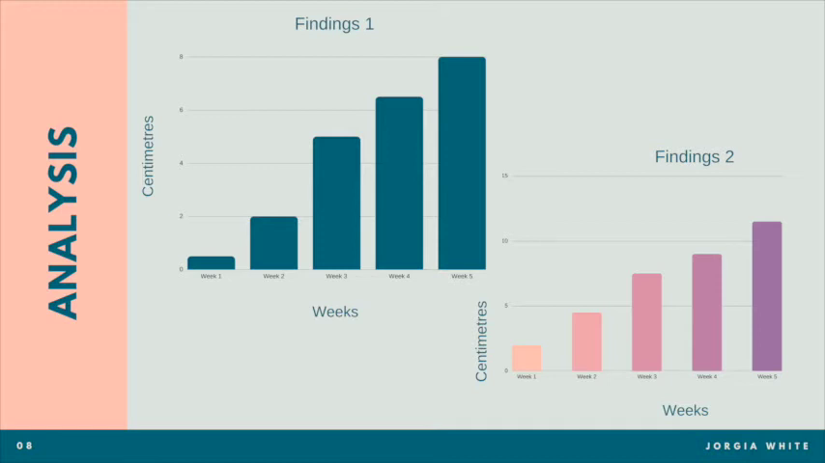As can be seen by the side-by-side comparison of these 2 graphs, the independent variable had a clear impact on the dependent variable. At the 5-week mark, plant 1, which was only given 0.5 centimetres of water each day, had only reached 8 centimetres, while plant 2, which had been given 2 centimetres of water each day, had reached 11.5 centimetres.